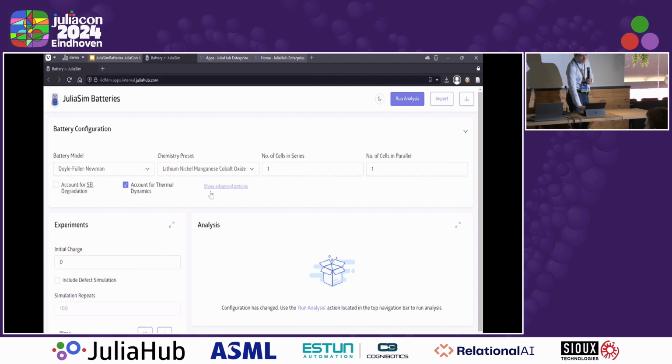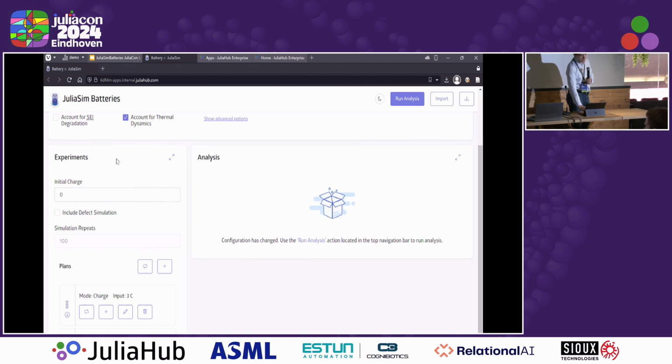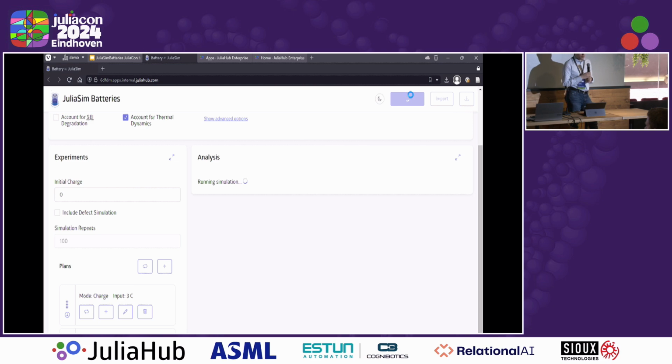And after that, we have the experiment. This is the charge protocol that we are using. And we can just run an analysis and see the results for this particular charge protocol that we have here.